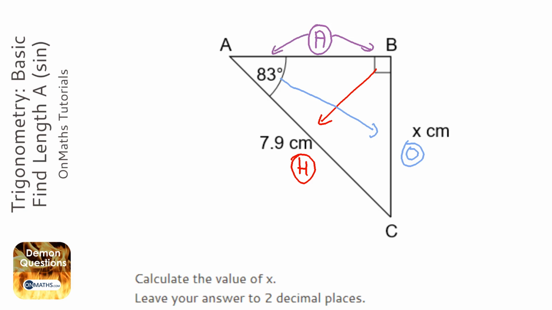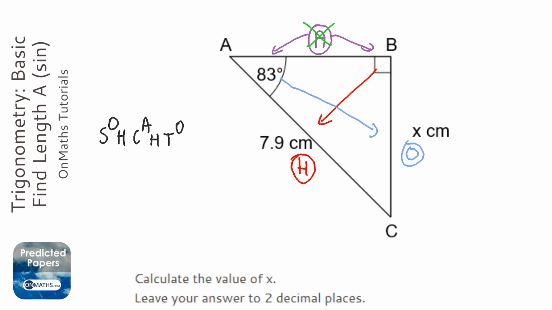The second step is to cross out the length that doesn't have a letter or a number next to it. This time around, it's the poor adjacent. It's not part of the question at all. Then you're going to write down SOH CAH TOA.